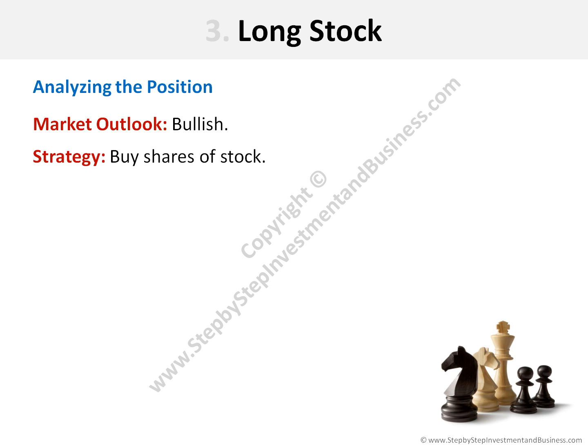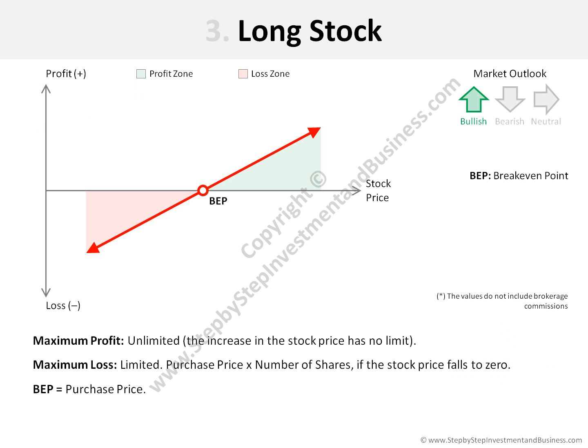The long stock position is used when the market outlook is bullish, and the strategy consists of buying shares of stock. Here we can see the risk graph of the position. What we are seeing is a graph with two axes. On the vertical axis, the profits and losses of the position are indicated, and on the horizontal axis, the stock price is indicated. It is important to mention that the values do not include brokerage commissions.